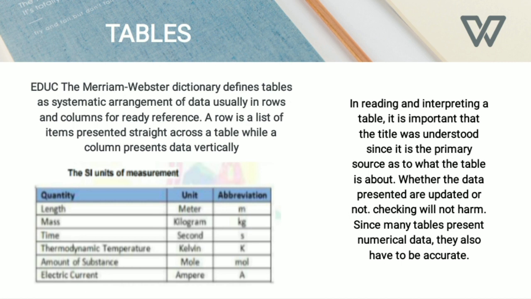In reading and interpreting a table, it is important that the title is understood since it is the primary source as to what the table is about. Whether the data presented are updated or not, checking will not harm. Since many tables present numerical data, they also have to be accurate.